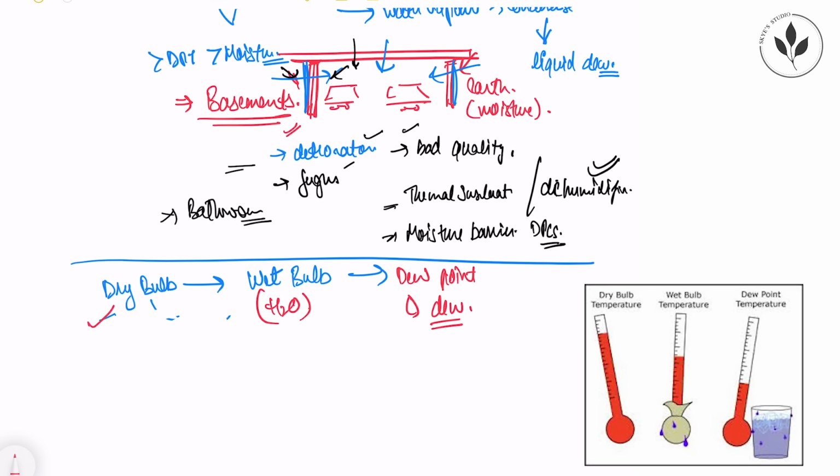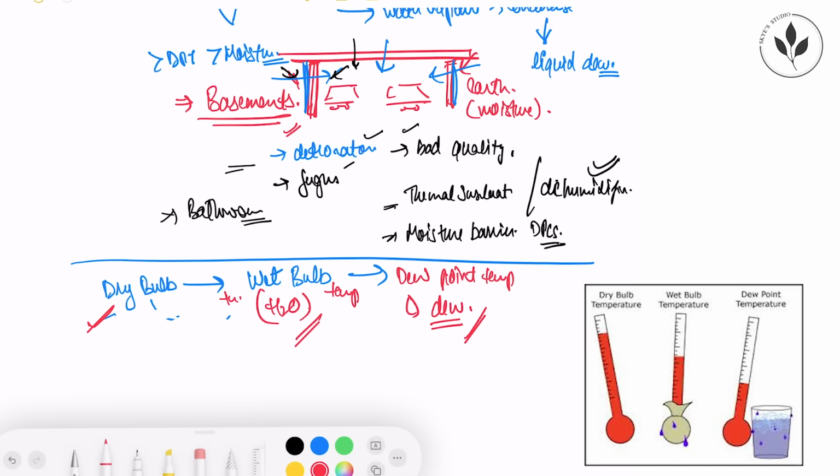So the air starts with the dry air. From the dry bulb temperature, you get moisture, it's wet bulb temperature, and when it starts condensing into water droplets, it's dew point temperature. So this is the relationship between these three.